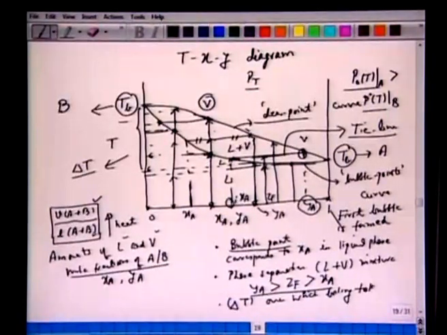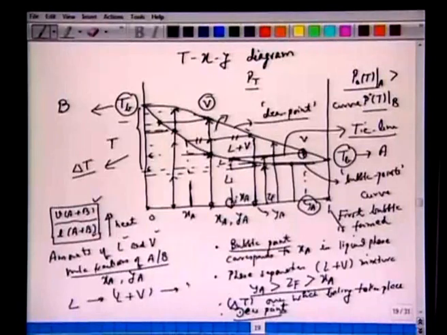Boiling takes place, and as a consequence, similar to this bubble point, there is a dew point. So dew point is a temperature, or the locus of different temperatures, at which the entire liquid is now converted into vapor phase. So starting with liquid, we have now liquid plus vapor, and then we have this vapor phase.